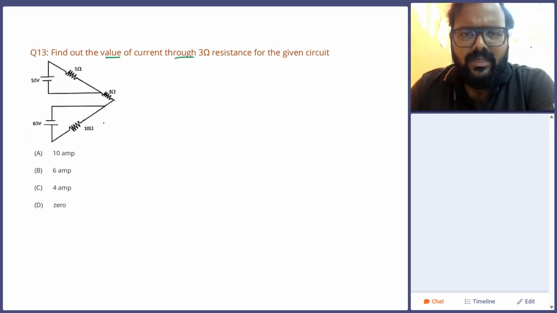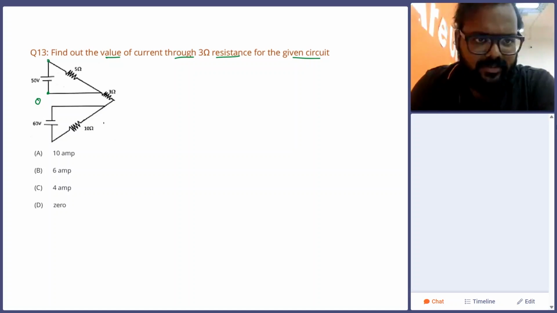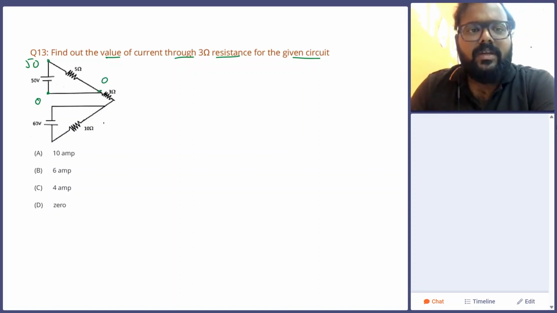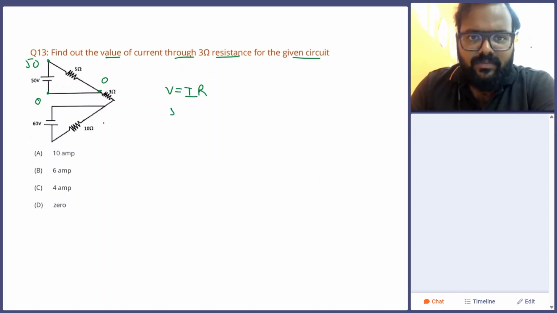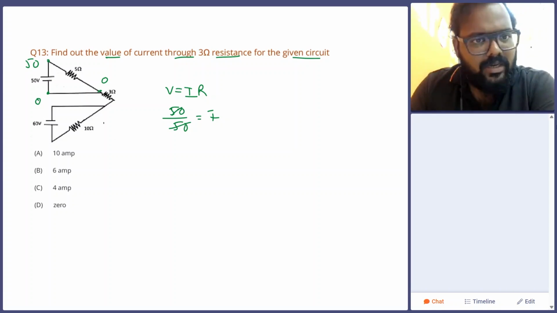Find out the value of the current in the 3 ohm resistor for the given potential. Let's call this 0 and this will become 50. The potential here is 0. Now the current flowing through this is given by V = IR. The potential difference is 50, divided by 5, so I would be 10 amperes.